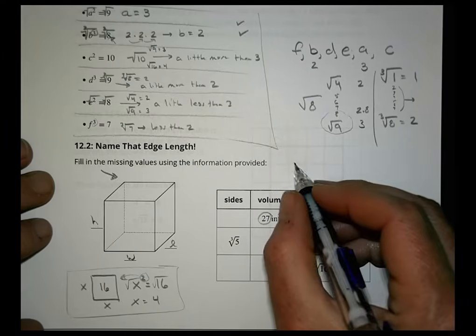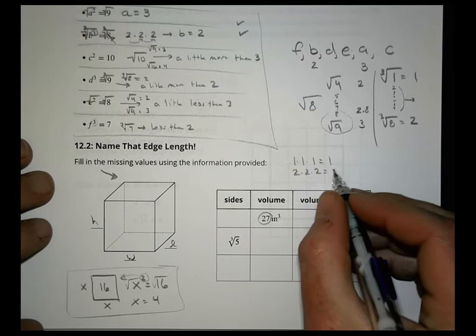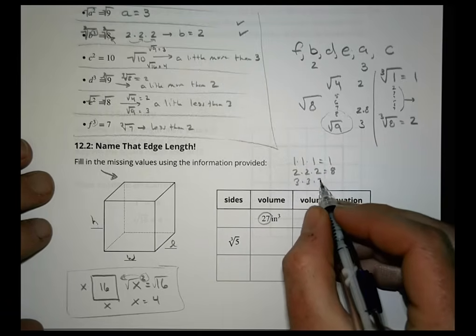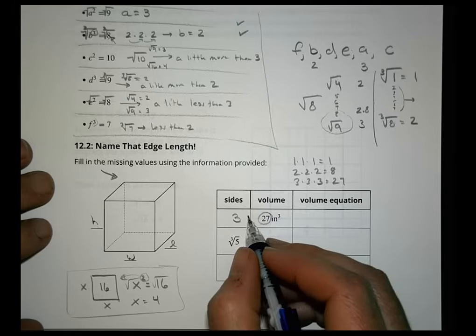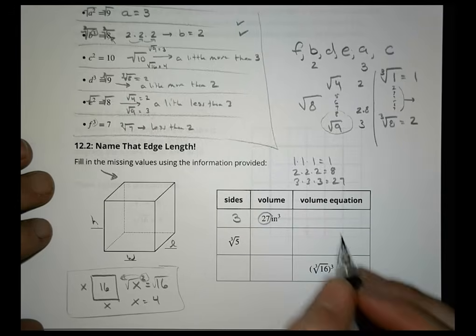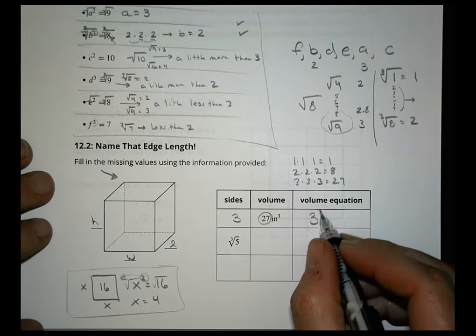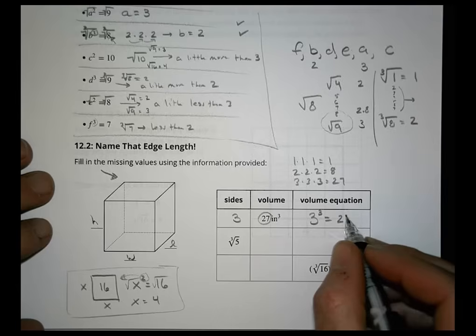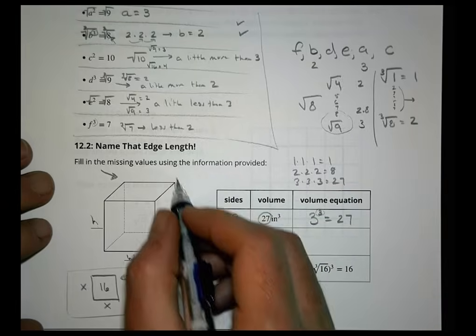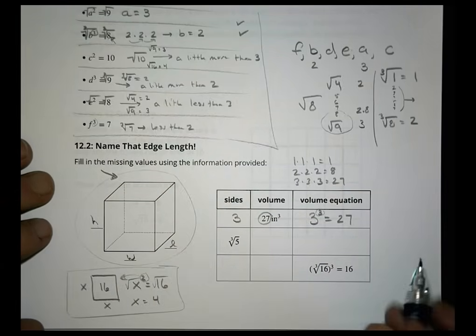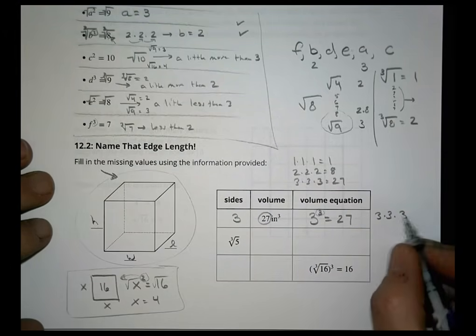And I could think real quick: 1 times 1 times 1 gets you to 1, 2 times 2 times 2 gets you to 8, and 3 times 3 times 3 gets you to 27. So a side length of 3 becomes my volume there because it's 3 times 3 times 3. And in terms of an equation, it's 3 cubed equals 27. We call it 3 cubed because we're doing it 3 times, but it also forms a cube. That's where that comes from.